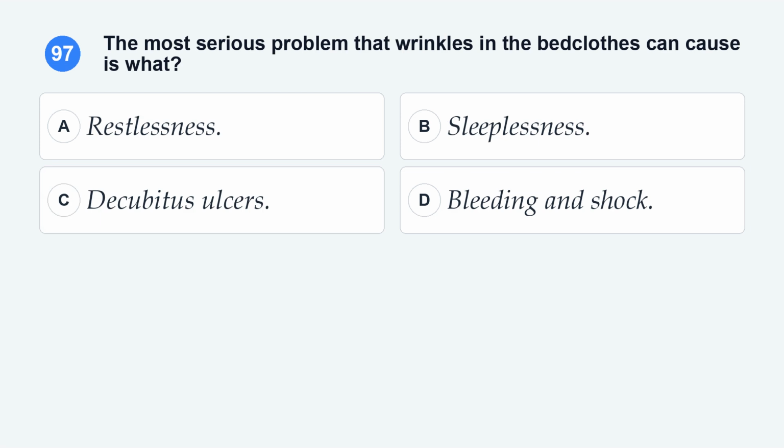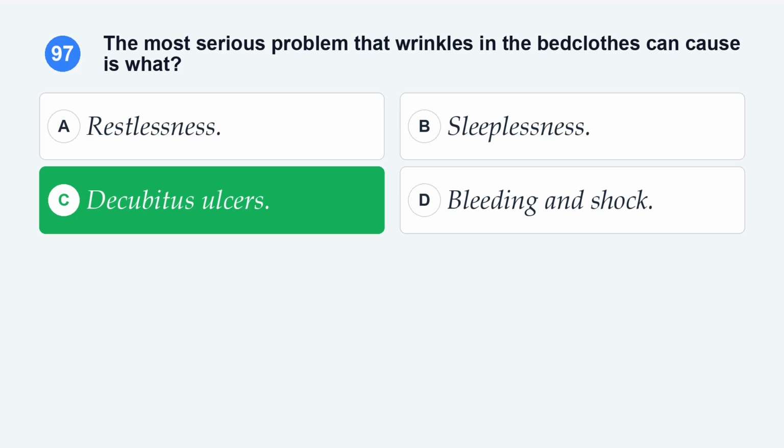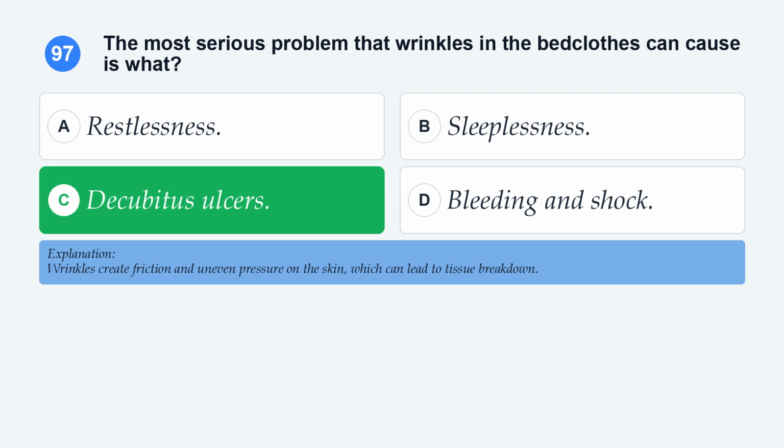Question 97. The most serious problem that wrinkles in the bedclothes can cause is what? Option A, restlessness. Option B, sleeplessness. Option C, decubitus ulcers. Option D, bleeding and shock. The correct answer is option C, decubitus ulcers. Explanation. Wrinkles create friction and uneven pressure on the skin, which can lead to tissue breakdown.